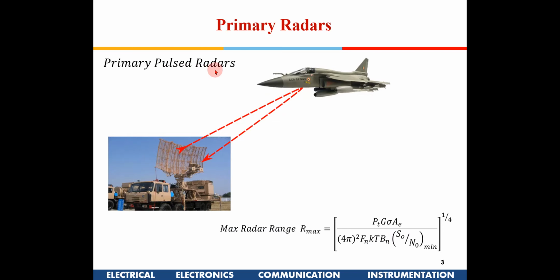So this was the primary radar where we saw the max range equation which we derived. We sent a pulse and then we computed the total time taken by the pulse to go to the target and come back, and with that the range of the target was computed.